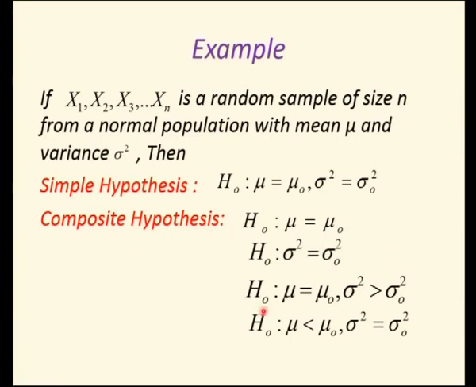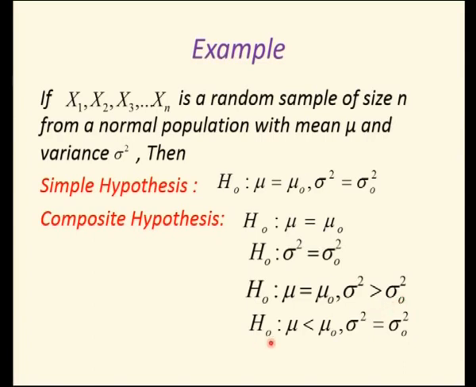Come to the third part, H naught such that mu is equal to mu naught, sigma squared is greater than sigma naught squared. So, here you find that mu is specified completely, whereas sigma squared is greater than sigma naught squared. Suppose if sigma squared is greater than 5, then for a normal population, you know that sigma squared is greater than 0. So, it can take all the values ranging from 0 to infinity. So, here you will have a larger number of values. So, hence it becomes a composite hypothesis.